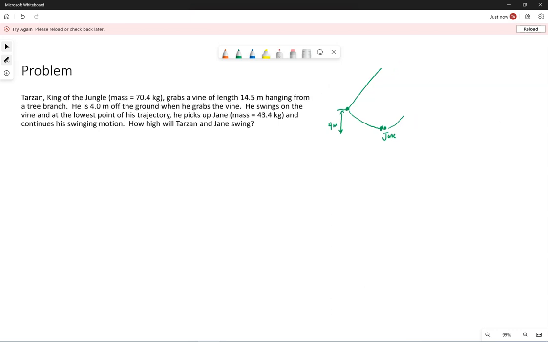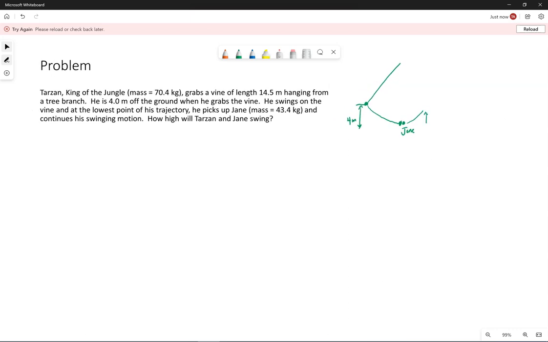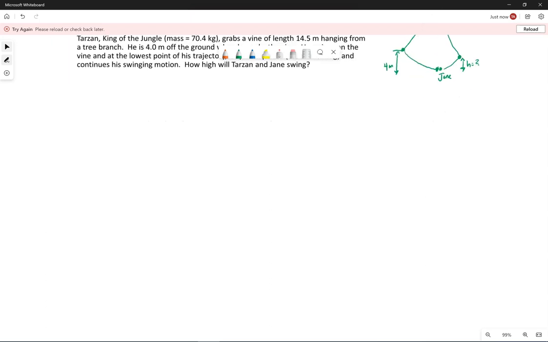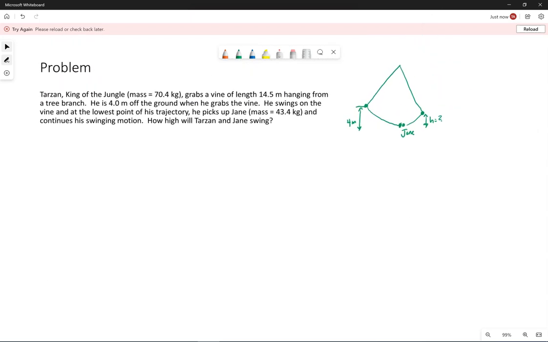And we want to know how high. So we want to find this final height. The maximum height means the speed of them by the time they get to this location is 0. Initially, we can say Tarzan's speed is 0. And then he swings down.